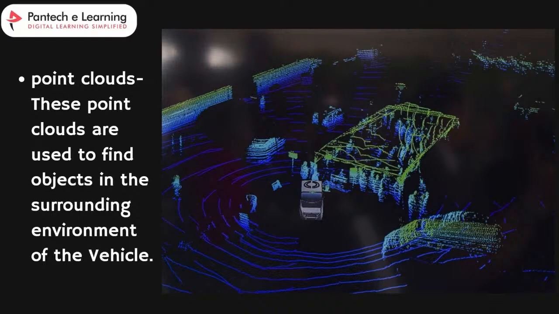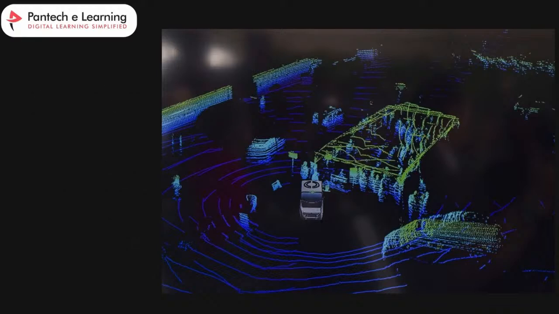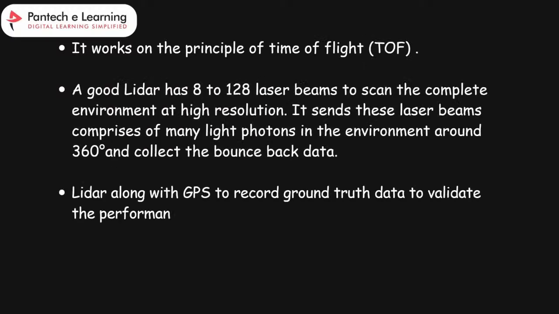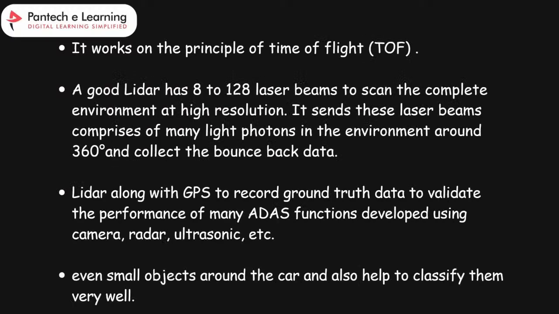So these point clouds, these 3D maps, are made up of many points in space created by technologies like Lidar. Mainly, the principle behind Lidar is TOF, that means time of flight. Basically, Lidar works like a stopwatch, measuring how long it takes for light to bounce back from objects. This helps it figure out how far away things are.